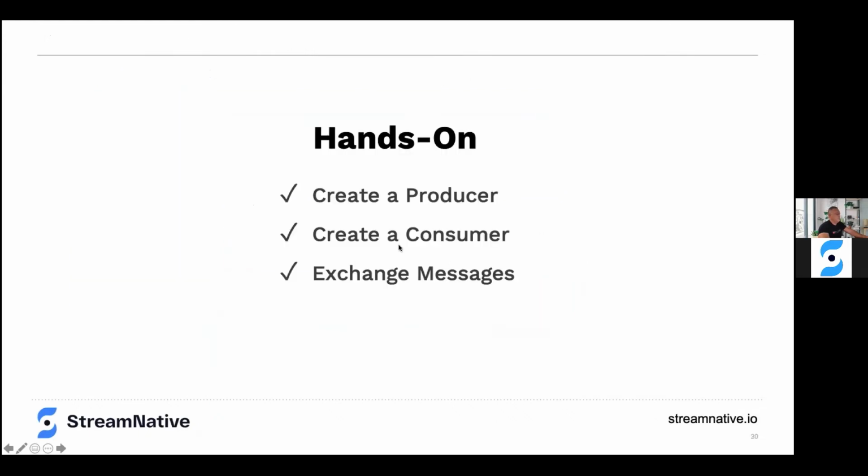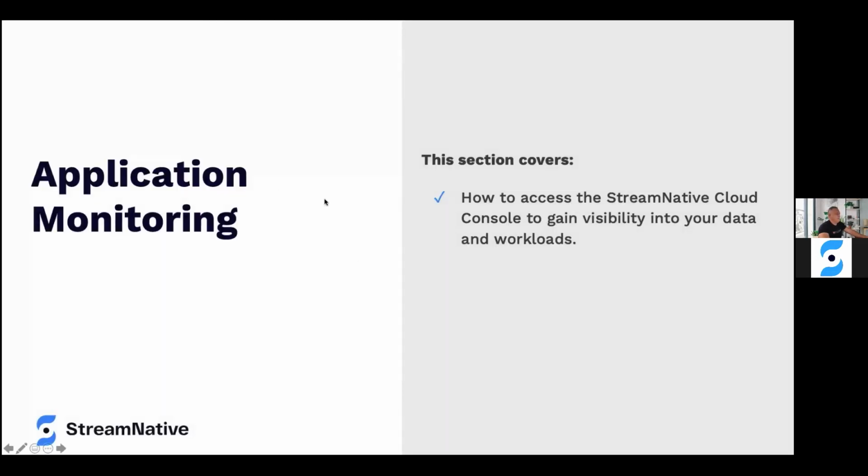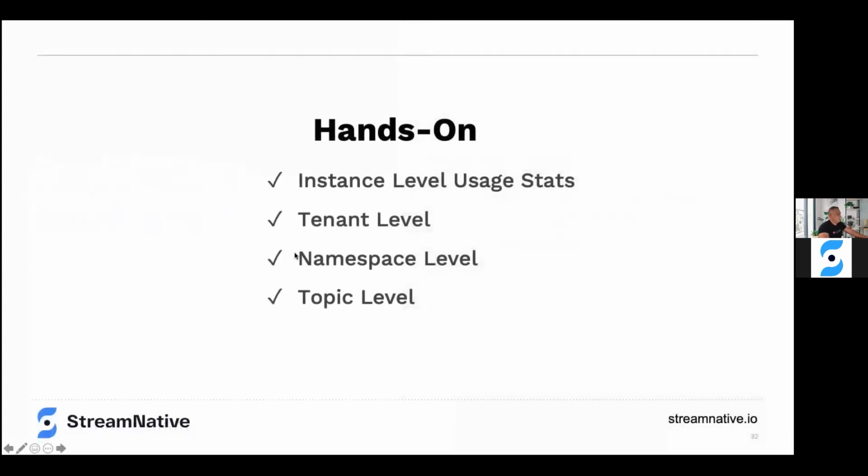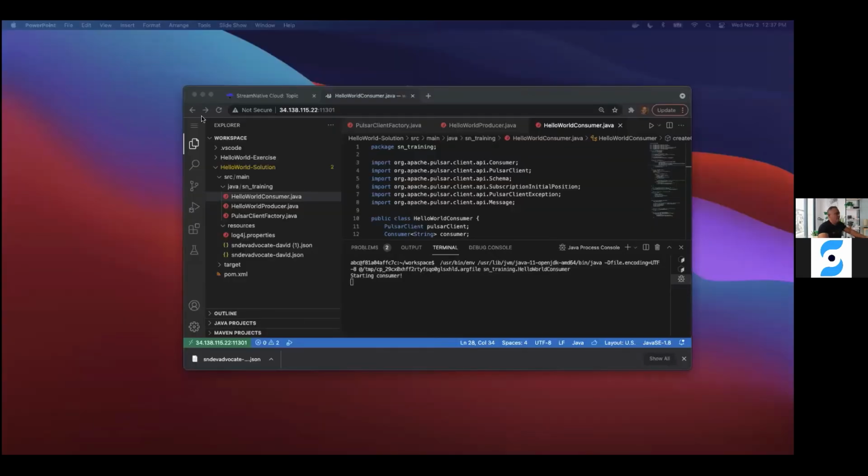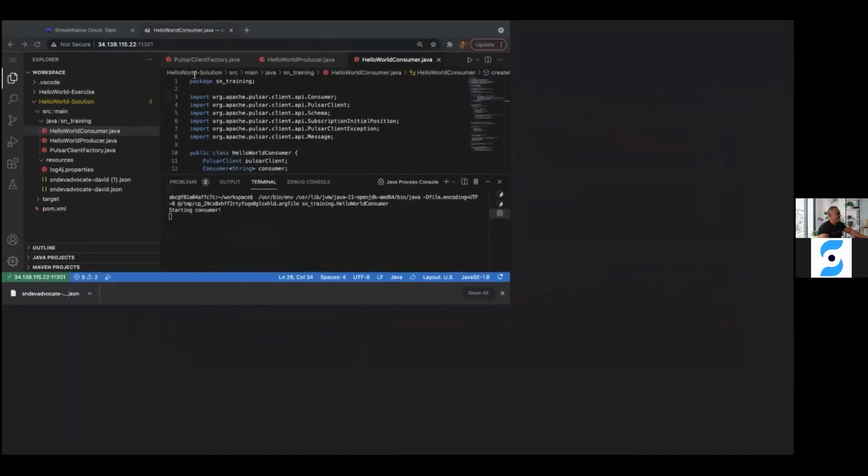And so this is where we are with creating the producer and the consumer, and trying to send messages between the two. I'm trying to get into the application monitoring phase. Now we can see that StreamNative Cloud gives you some visibility into how the data is moving and being processed through the system. We can look at instance level usage stats, tenant level, namespace, and various other levels. So let's focus on that a little bit.